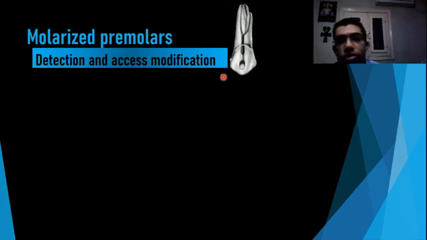Molarized premolars. You may have a premolar, especially an upper premolar, with 3 canals. So, of course, the access cavity design will not be the same as if you have a premolar with 2 canals. You will have to modify your access. You will have to make some extension in order not to miss this extra canal.